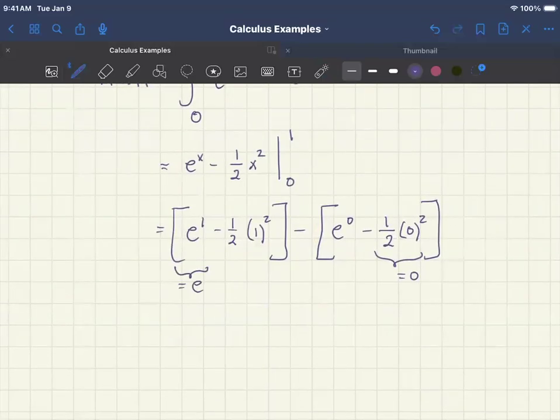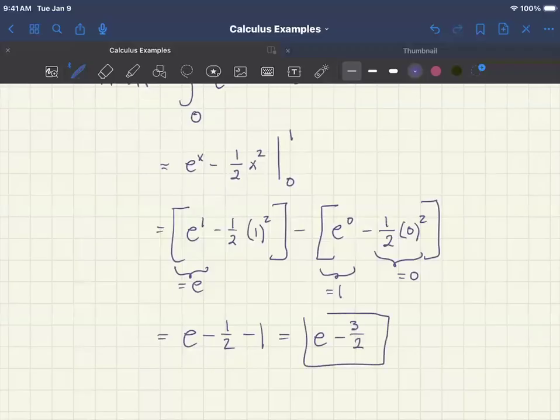E to the 1 is just e. E to the 0, this is the one number of e that you actually should know is e to the 0 is actually 1. So e minus 1/2 minus 1. So this gives us e minus 3/2. And we are not going to simplify this any further. This is the solution to the area between those two curves.